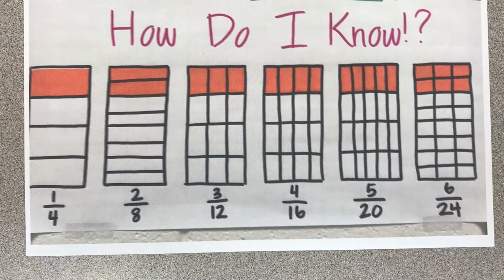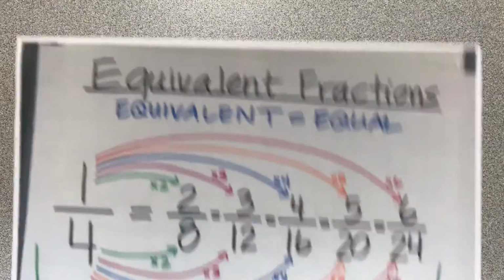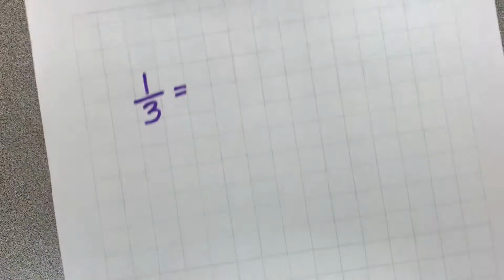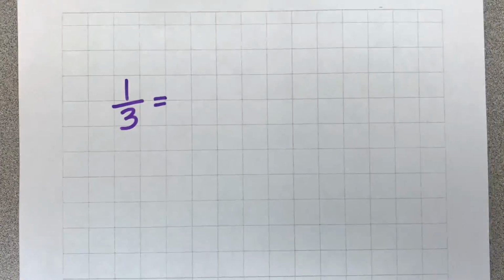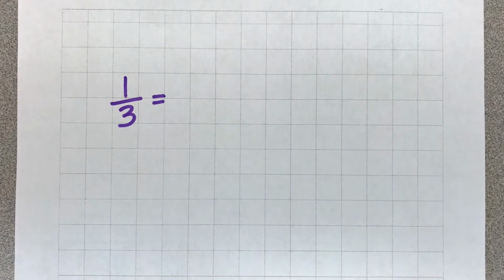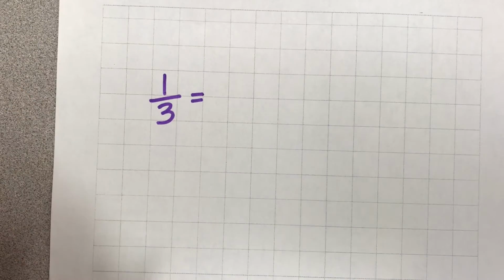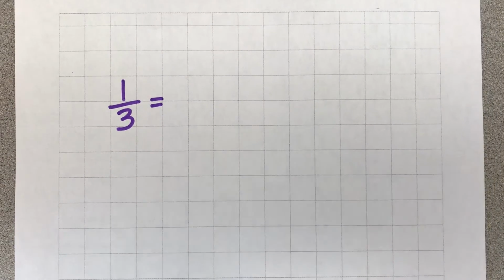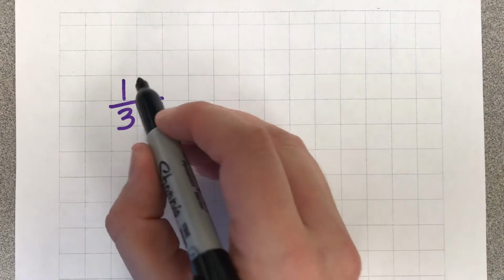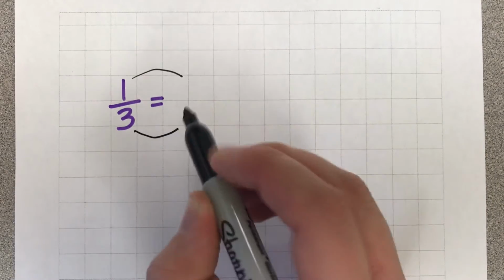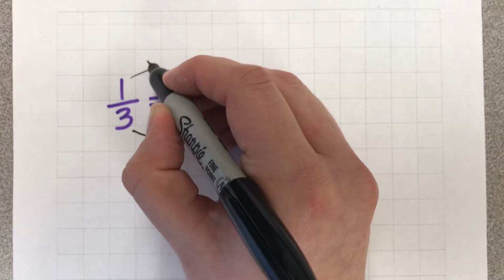This is going to be up on the wall for you during this entire unit, so I just wanted to go through that first. But now let's look at our first example. Let's say we wanted to find all the equivalent fractions of 1/3. All you have to do is multiply both the numerator and denominator by the same number. You can start with 2 and then go to 3 and 4 and 5 like I did in my last example, or you can really pick any numbers that you want. I am going to start with 2 just to keep it simple in the beginning.